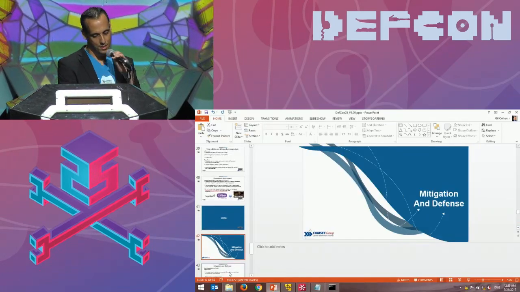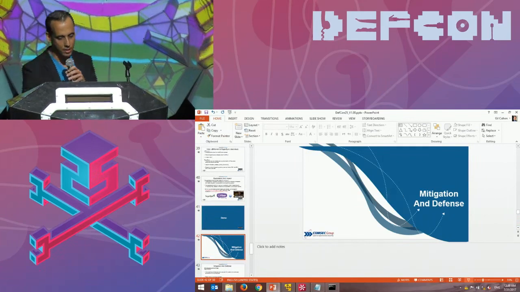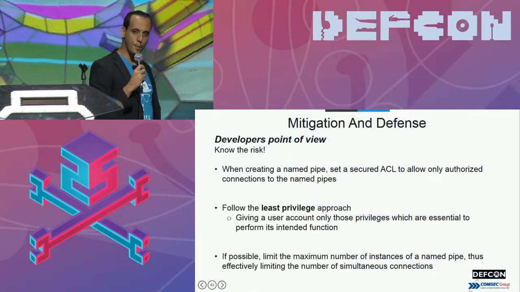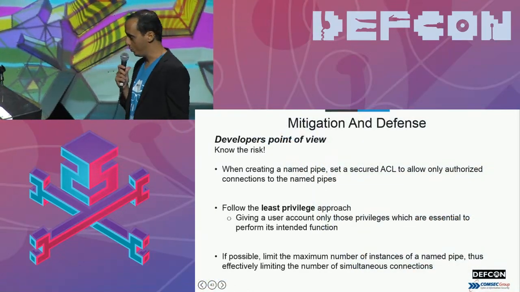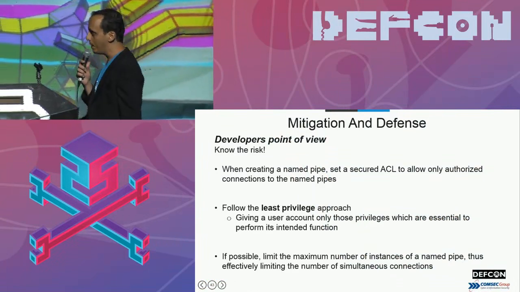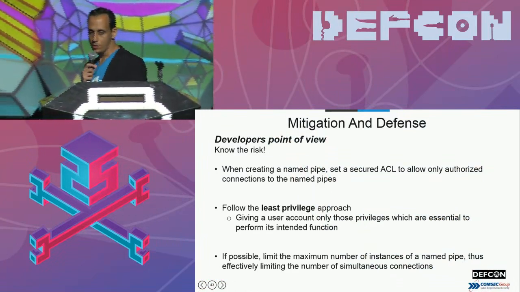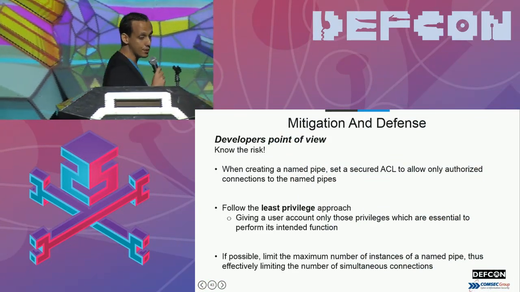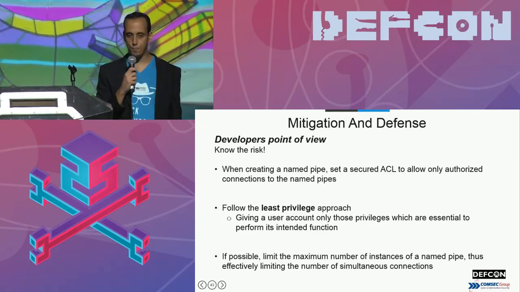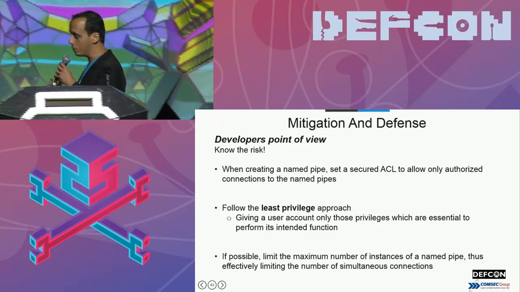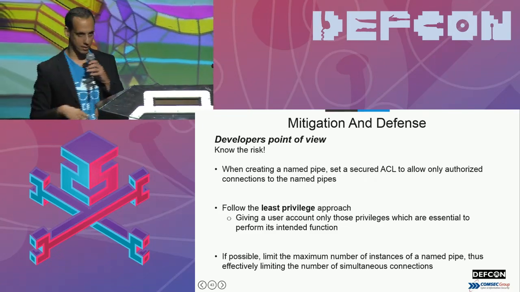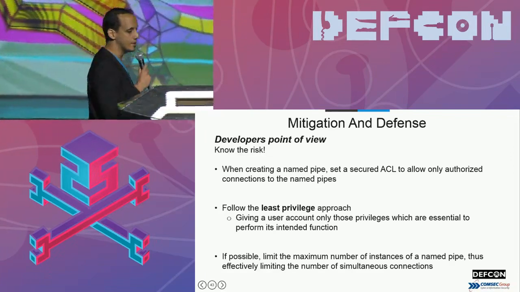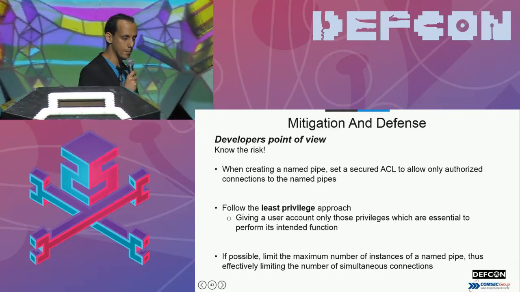Thank you. So, let's talk about mitigation and the defense for the attack that I just showed you. From the developer point of view, if you are a developer, you should know the risk. If you're using named pipes in your Windows application, you should create named pipes with an access control list for specific users. You should always follow the least privilege approach. Don't give any redundant permissions that are not needed in order for your application to activate correctly.